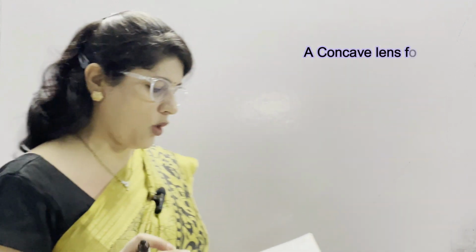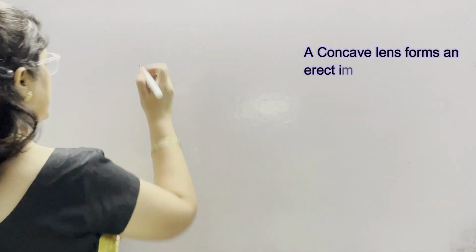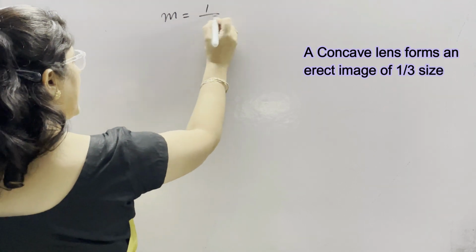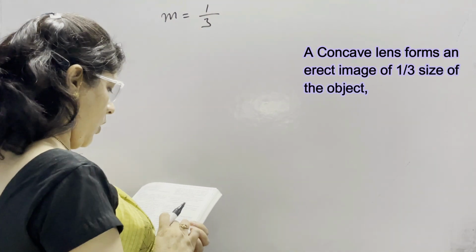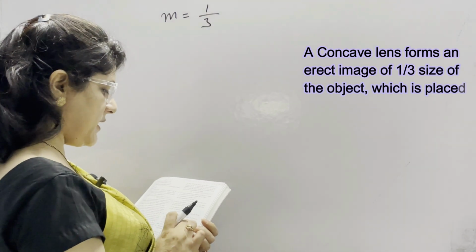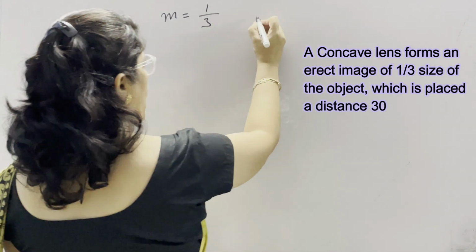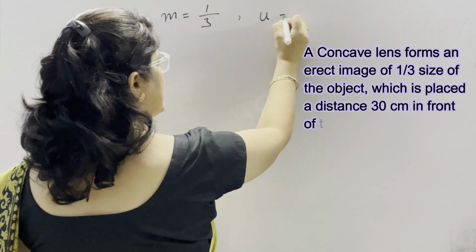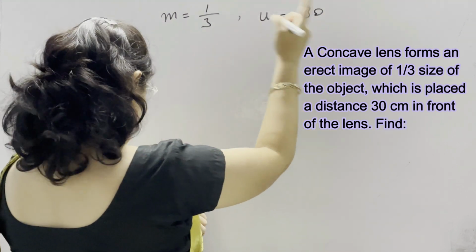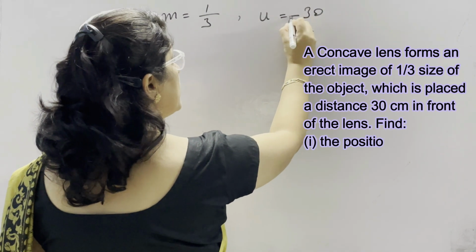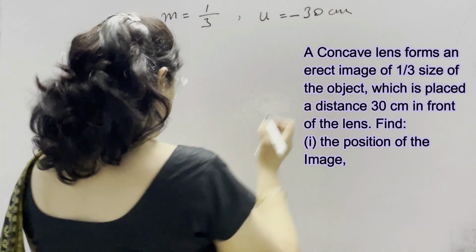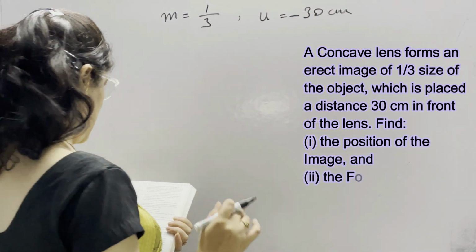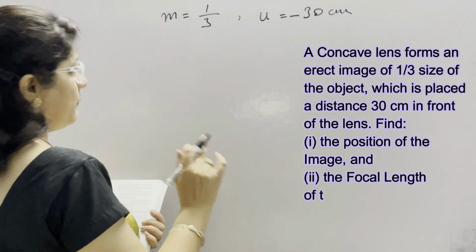Let us discuss one numerical of concave lens. In this, a concave lens forms an erect image of 1/3 size of the object. It means magnification is given as 1/3, of the object which is placed at a distance 30 centimeter. So object distance is given as 30 centimeter, but it is in front of the lens, so we need to put a minus sign here also. Minus 30 centimeter in front of the lens. Find the position of the image and the focal length.